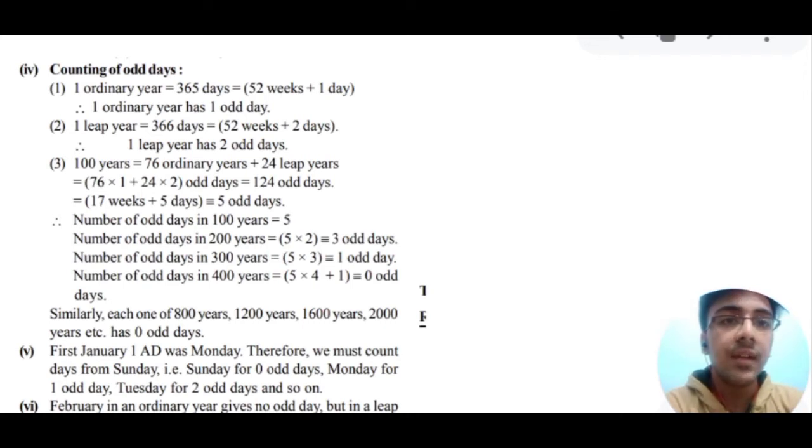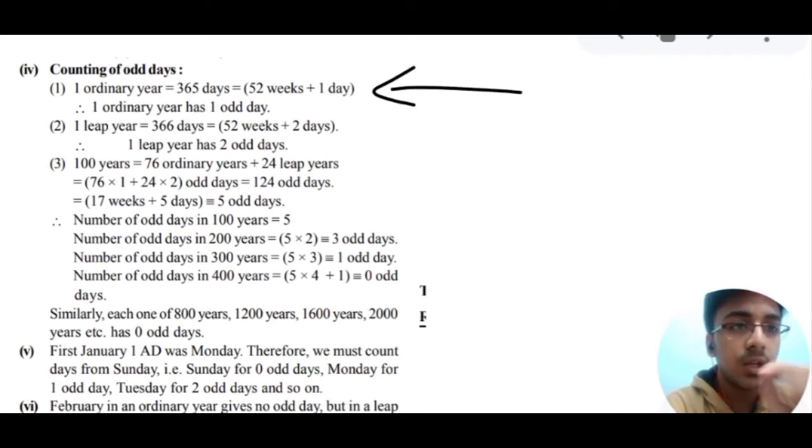That means 365 days, as you can see, is 52 weeks plus 1 day. So we have completed 52 weeks. Yeah, that's what I'm saying. We have made groups of 7, 7, 7, 7.